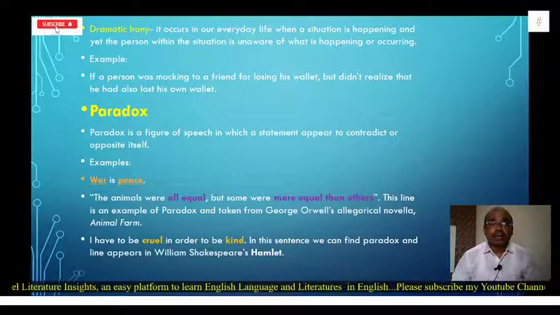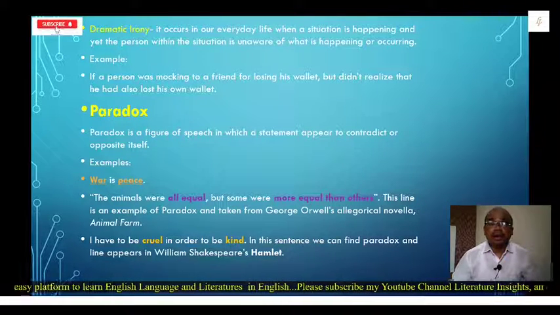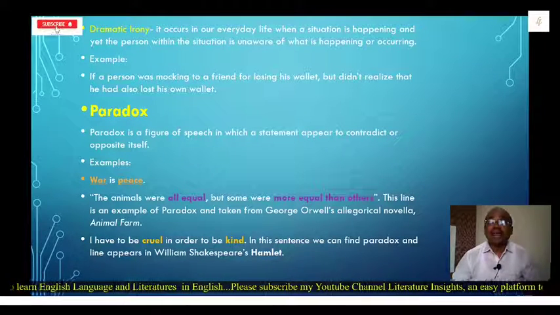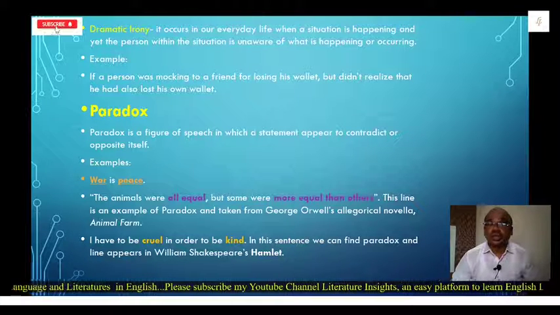Then another example, I have to be cruel in order to be kind. In this sentence we can find paradox. This line appears in William Shakespeare's Hamlet. So here we can find cruel and kind. These contradict or are opposite to each other.